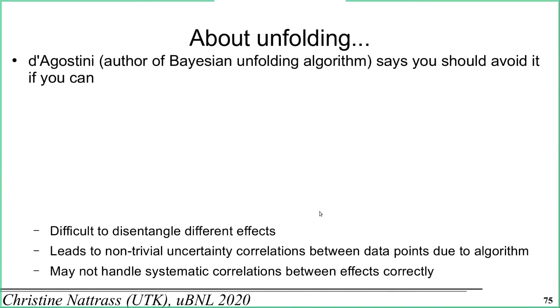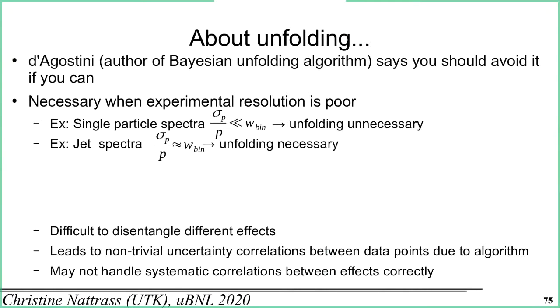But about unfolding, first of all, the author of the Bayesian unfolding algorithm says that you should avoid unfolding if you possibly can. And I think that is something we should take to heart. Usually if someone tells you not to use the method that they developed, if you don't have to, that's a warning. I have seen a tendency in our field to assume that if someone has done unfolding, they have done a better measurement. If you really understand your corrections and your systematic uncertainties, then you don't necessarily need to do unfolding. When do you need to do unfolding?